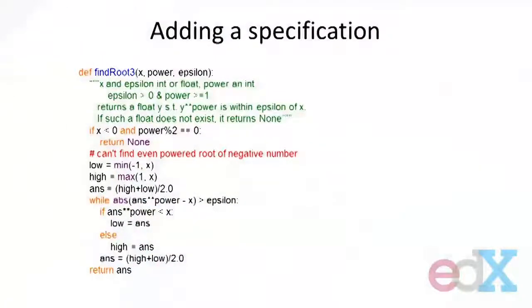I'm going to add one last thing now to my function, something that you should do as a good programmer, and that's to add a specification. And that's the thing shown up here in a triple set of double quotes. This basically defines, as the creator of this code, what the user ought to expect. And I've given a description of it. I've said x and epsilon are either integers or floats. Power is an integer. Epsilon is positive, power is greater than or equal to 1. Those are assumptions I'm making. And if those assumptions are met, then this function should return a float that satisfies certain properties.